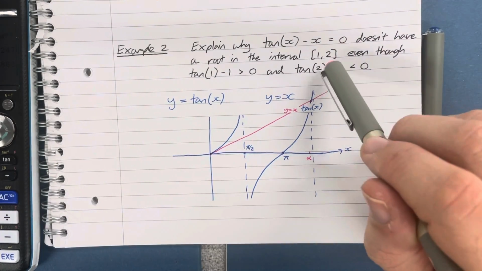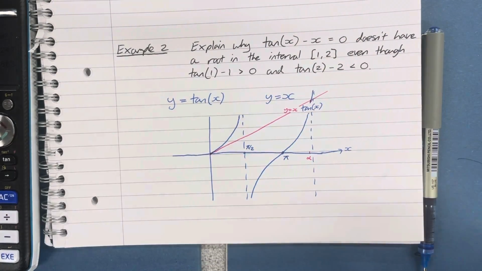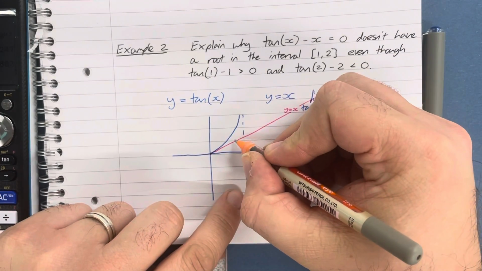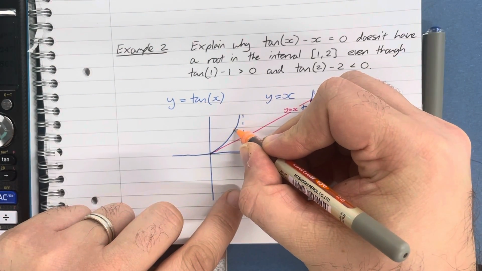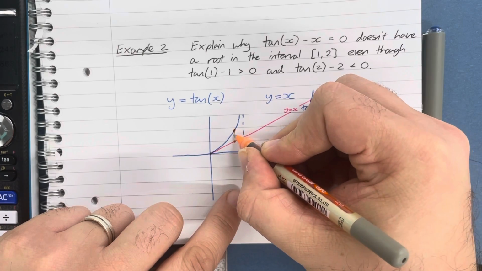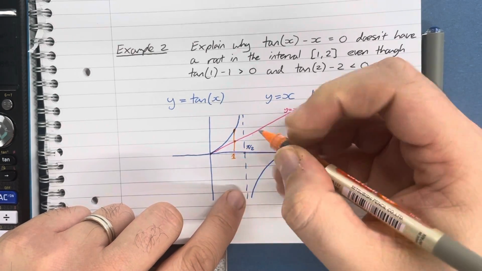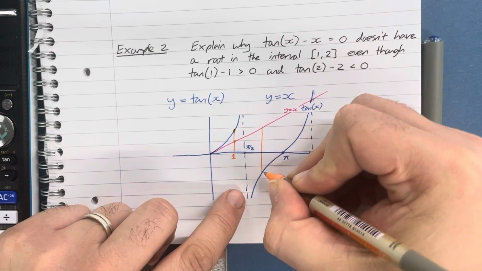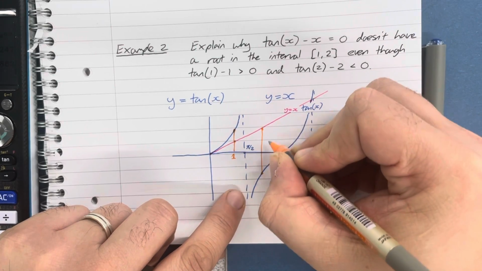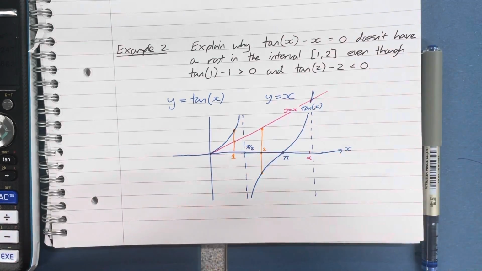Why isn't there one between 1 and 2? Well, let's look at this. Here, the blue curve is above the pink curve at the number 1. And at the number 2, the blue curve is below the pink curve, which means there should have been a root. What's happened instead is there's been a discontinuity in tan of x.